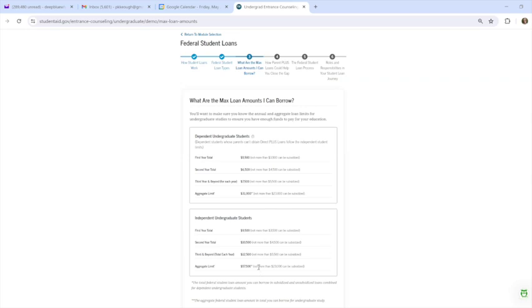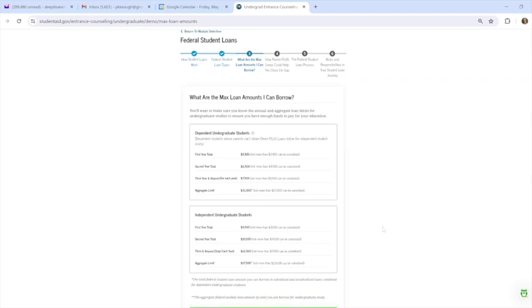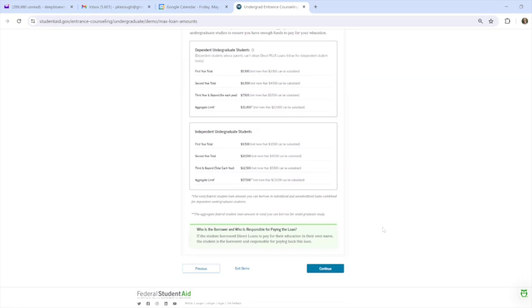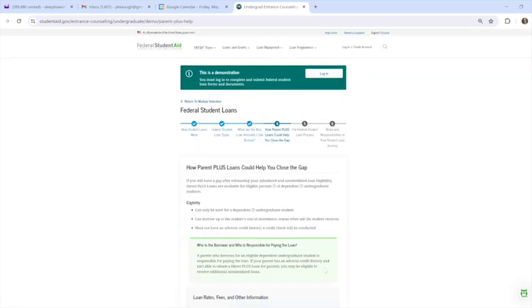Most students are getting 27,000 over 4 years. And then if you're an independent student, the numbers are higher. So review those based on what category you fall into or your child falls into.